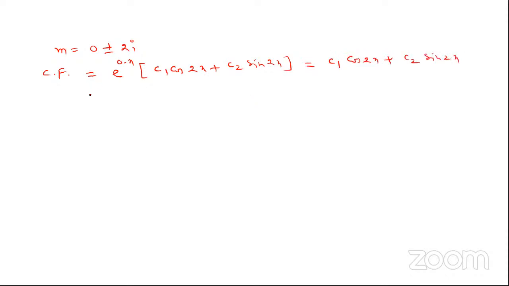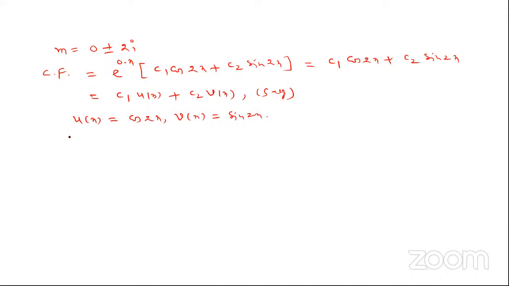Please observe, in general the complementary function is considered as c1 into u of x plus c2 into v of x. So for our convenience, after knowing the complementary function, compare it with c1 into u of x plus c2 into v of x. So ultimately, u of x is cos 2x, and v of x is sine 2x.